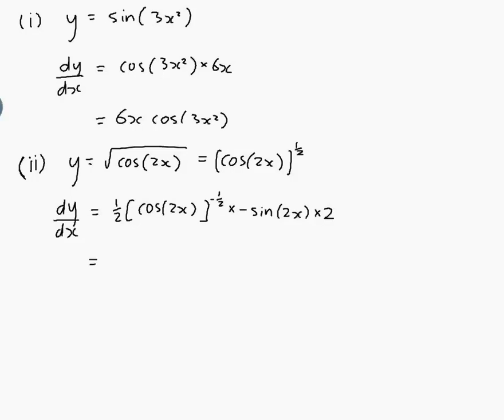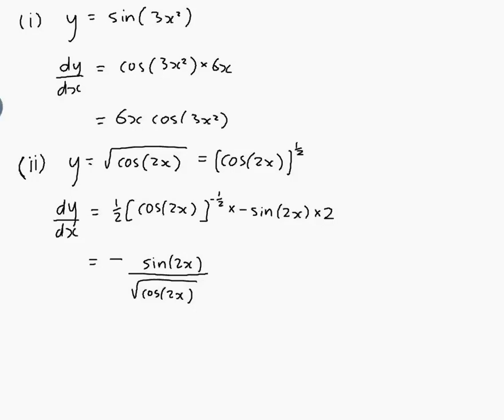So let's see what we've got. We've got a minus here, so minus half times 2 gives me 1. So I've got cos 2x to the minus a half, which is actually 1 on the square root of cos 2x. And I've got a sine 2x on the top. So that's my derivative this time.